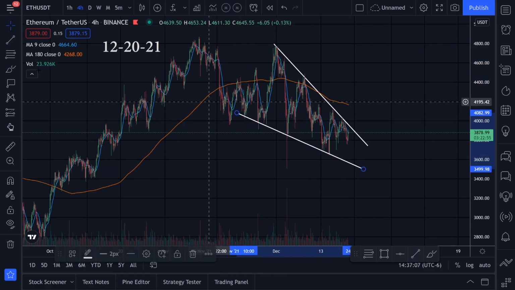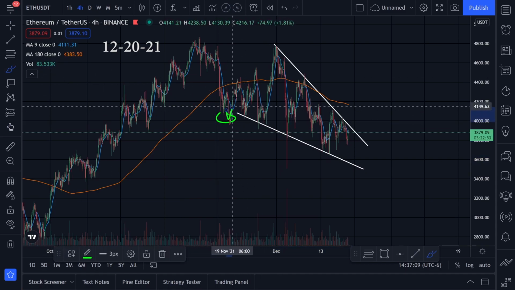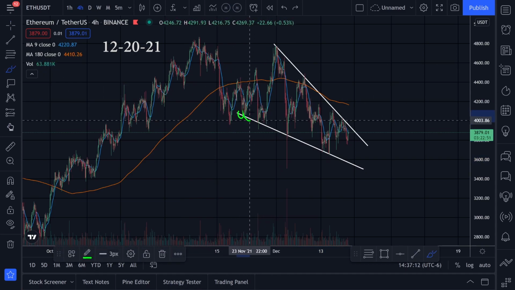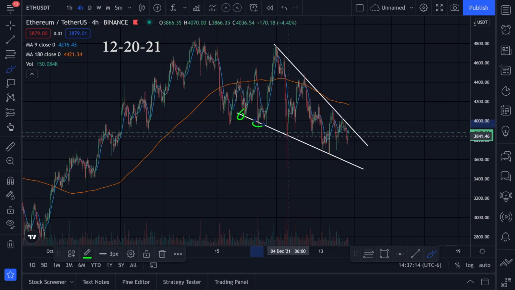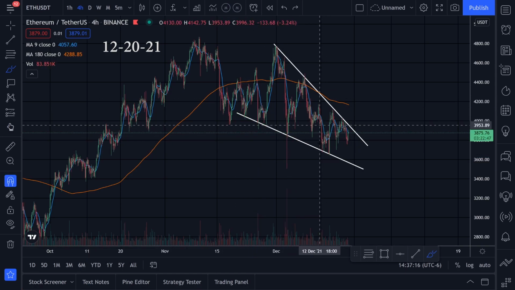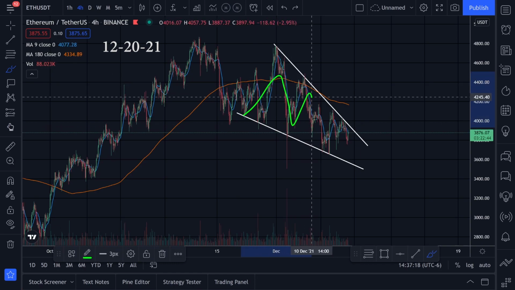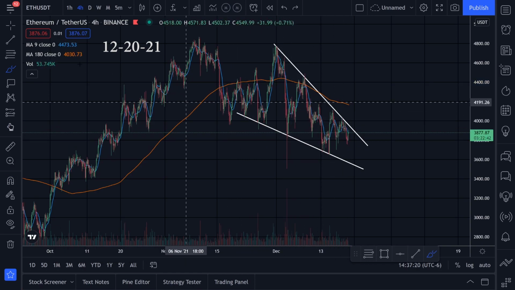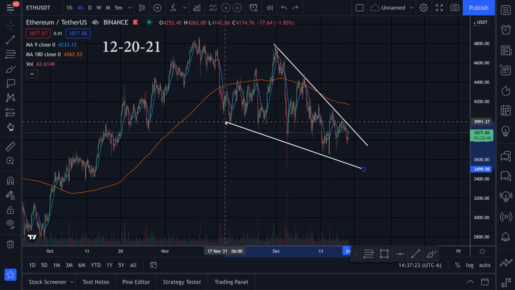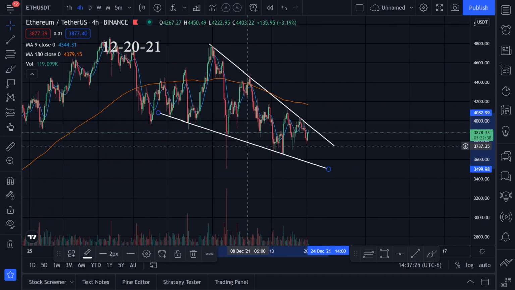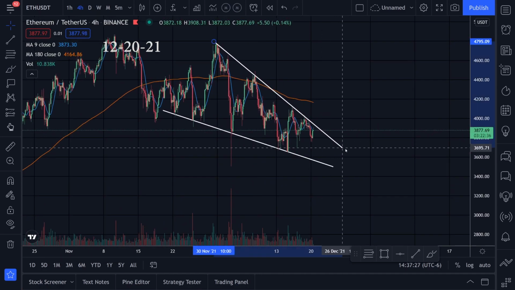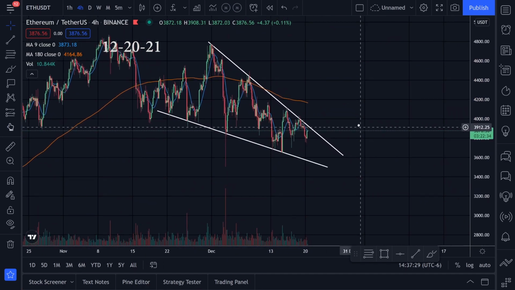I don't really like this little wick down. I'm going to ignore that. It just looks like we got more contact right here, right here, right here, and right here. And if you line that up, then it looks like that falling wedge. If you pull it back a little bit, this pattern kind of gets messed up. So I don't know, this is what I'm looking at. I think in general this top line is the main one we're focusing on anyways.